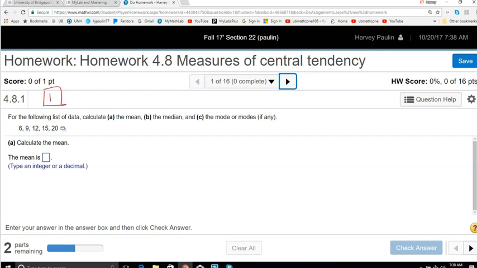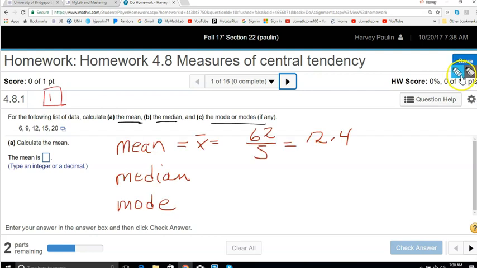Number 1. Now, for all of these, or many of them, we're going to be figuring out the mean, the median, and the mode, if any. And of course, this relates to what we've been doing in our flipped classroom video. So for this first one, you're going to add them up, and then there are 5, and let's have you do these.